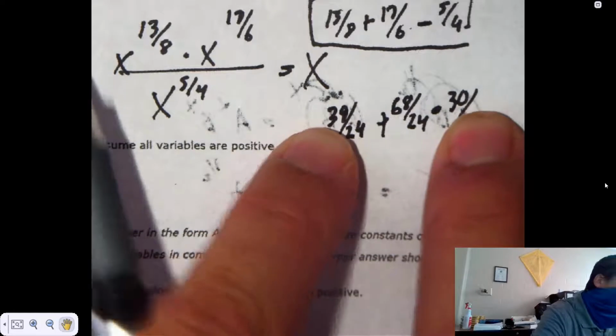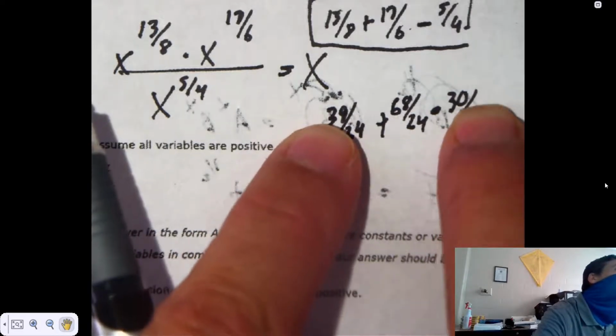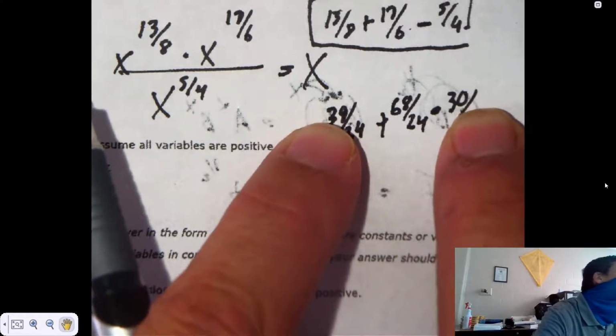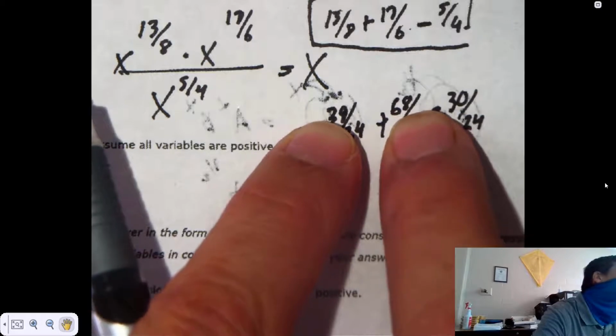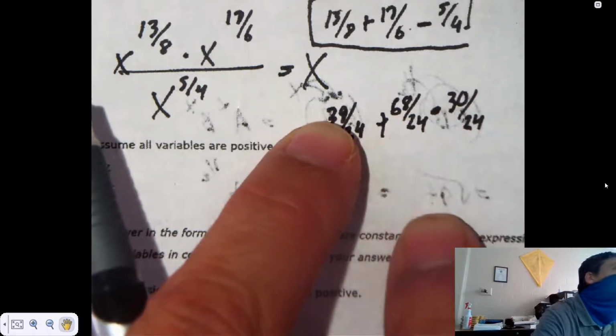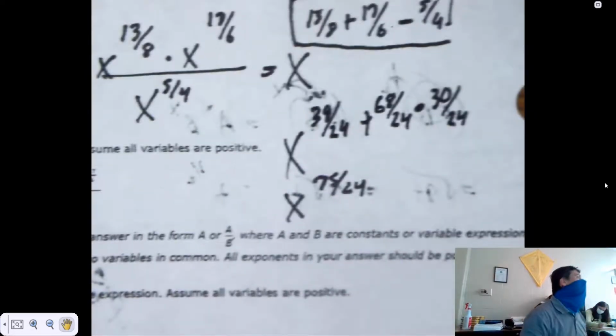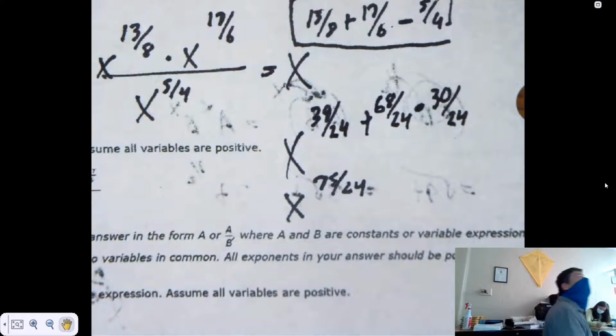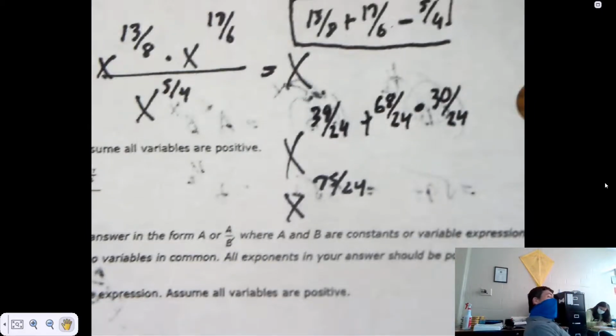You don't have to do addition, subtraction in set order, by the way. 39 minus 30 is 9. 68 plus 9 being 75. X is 75 24ths. It's not that hard of a problem. What's going to get y'all is when you try to do the simple fifth grade math stuff by hand. That's what's going to get you. Heck, I'm not perfect. That stuff messes me up too sometimes.